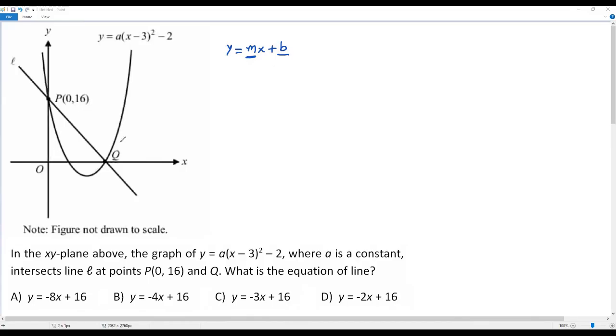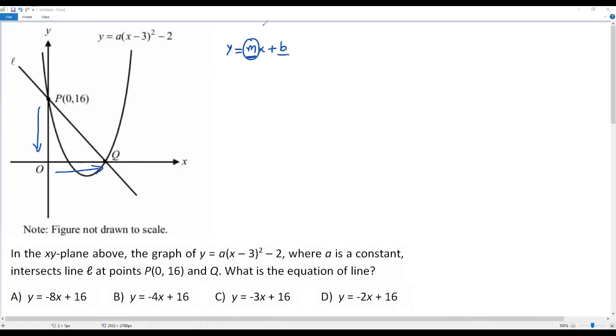How do we get the slope of the line m? Here we have 2 points on the line. One is P and the other one is Q. Actually, P is the y-intercept of the line and Q is the x-intercept of the line. Once I get the point Q, I'll be able to use the formula rise over run to get the slope of the line L. That is, I can get the value of this constant m. Then we'll have the equation of the line.